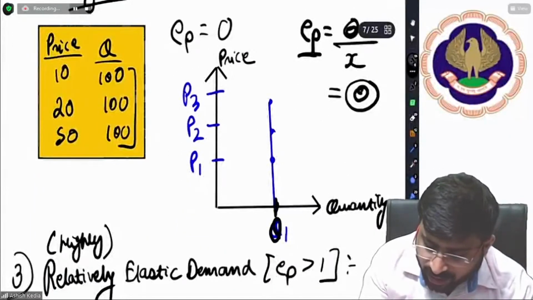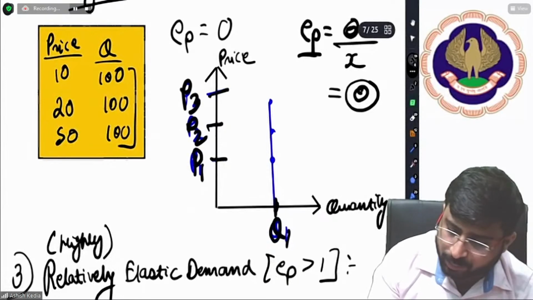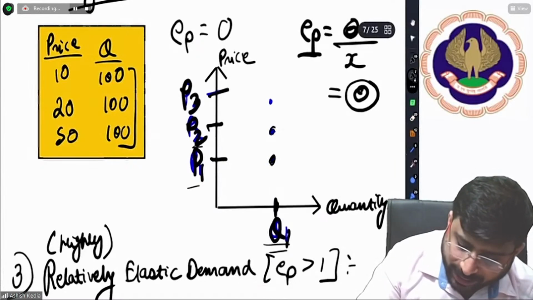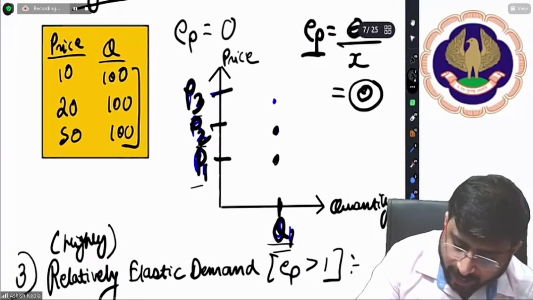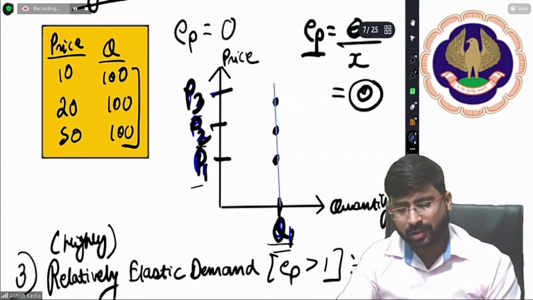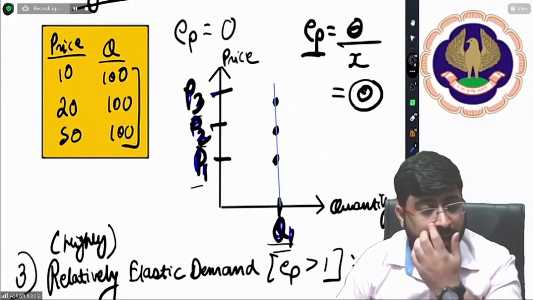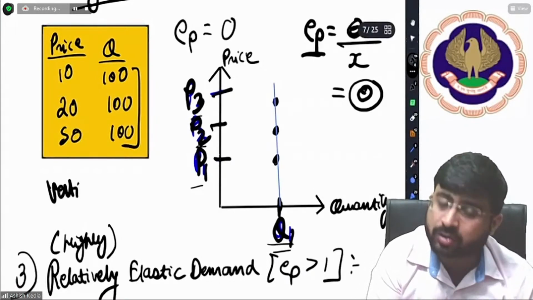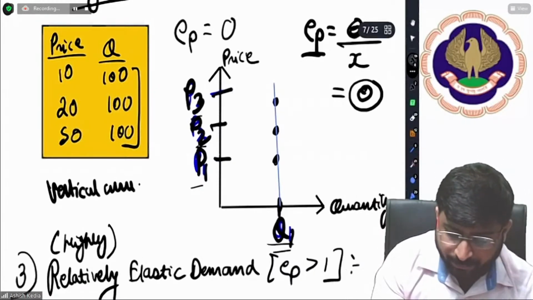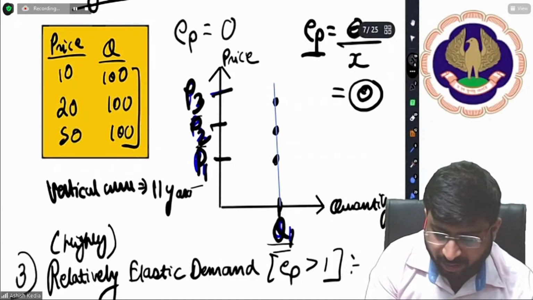As you can see, here quantity has remained the same and price is constantly rising from P1 to P2 to P3. So if I remove this line and plot the dots, P1 and Q1 intersect here, P2 and Q1 again intersect here, P3 and Q1 intersect here. If you join them, the curve that is automatically generated will be a vertical curve parallel to the y-axis. It will be a vertical curve in case of perfectly inelastic demand. And guys, please remember, once I explain these elasticity concepts, I will not repeat them. So please focus, parallel to the y-axis.